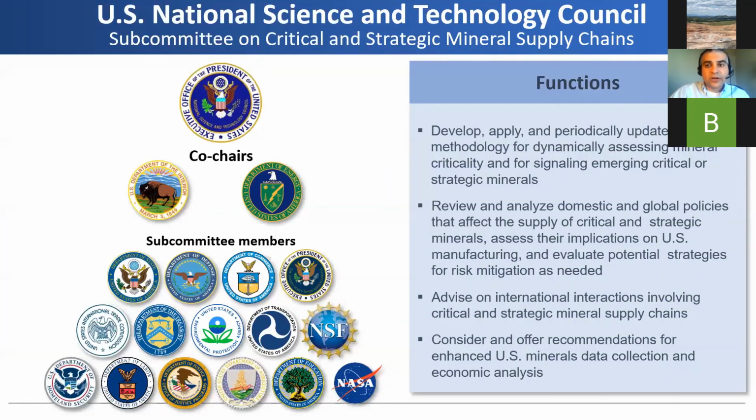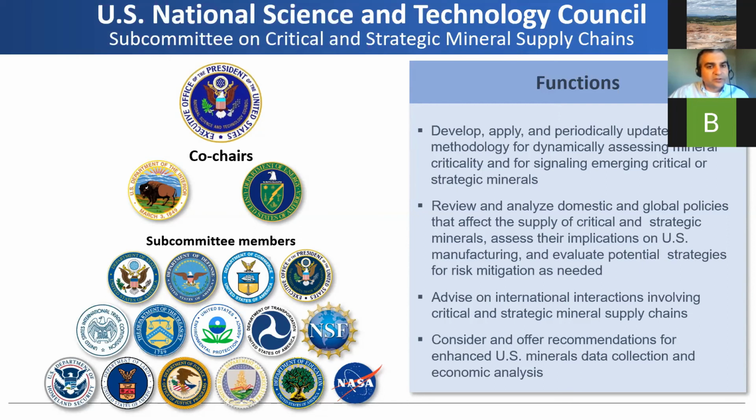Now, you might ask, well, what is the US government doing about this? Within the US National Science and Technology Council, which is part of the Executive Office of the President, there's a subcommittee on critical and strategic mineral supply chains, of which the Department of Interior, which the USGS sits under, as well as the Department of Energy, are co-chairs with the Office of Science and Technology Policy. There are members from all the major federal agencies within the US government. The subcommittee has several functions, one of which is to develop, apply, and periodically update a methodology to dynamically assess mineral criticality for commodities that are important to the US economy and national security.